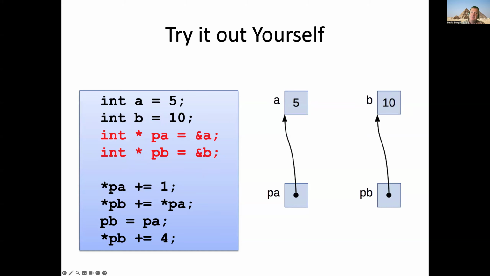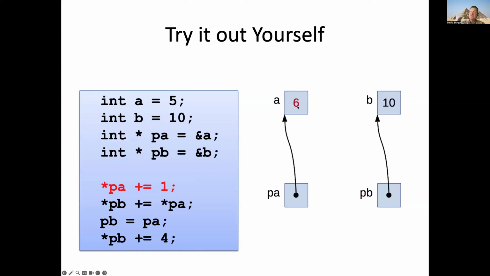So first, I take PA, I dereference it and add 1 to it. So you can think of that as saying: take PA, go to the thing it points to that was a 5, but I said add 1 to that, so that 5 is going to turn to a 6. What do I do next?